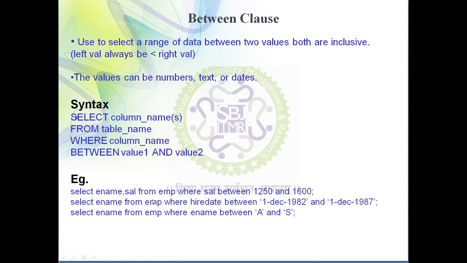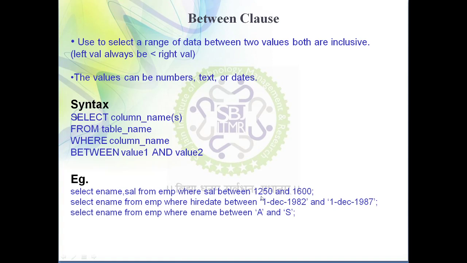Now we'll see an example. Suppose I need to get employee names whose salary is between 1250 and 1600. So how can I specify this? Select ename, sal from employee where salary between 1250 and 1600. In this case both these values are inclusive. And one more thing, the left value should always be less than the right-hand side value. So this is for numbers.